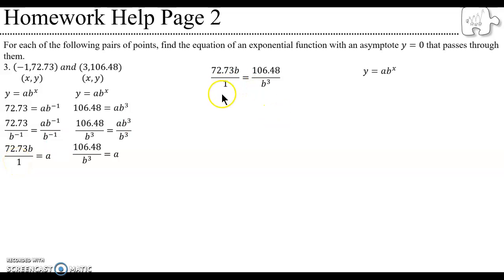And I have it as a fraction just so that way we could still think about it like doing those proportional problems, where we multiply diagonally. So now 1 times 106.48 is just 106.48. And b to the 3 times 72.73. We have 1 b here, 3 b's here, so altogether we have 4 b's. So now we got to divide by 72.73.